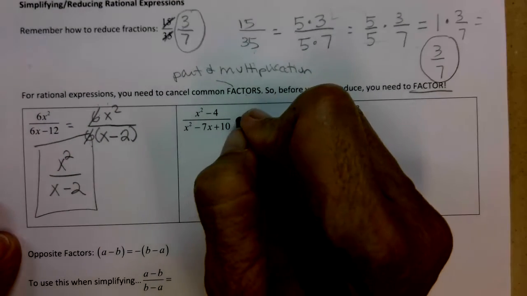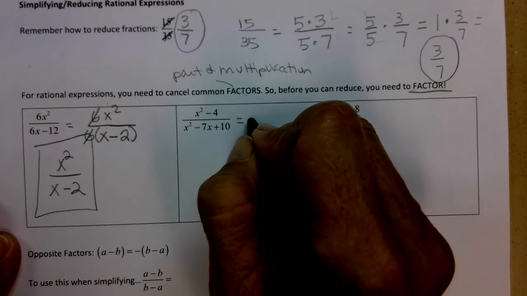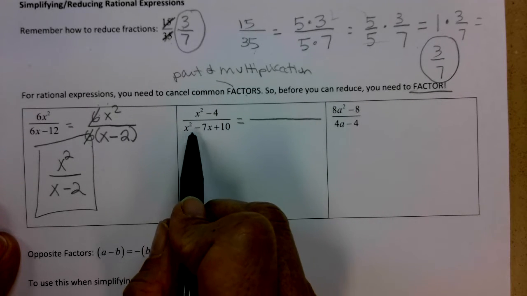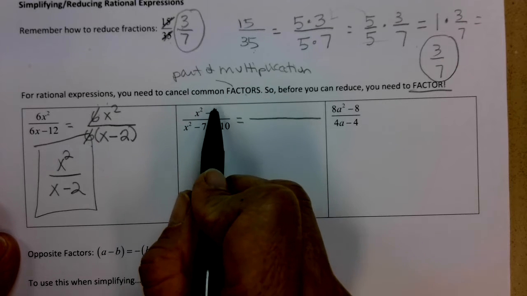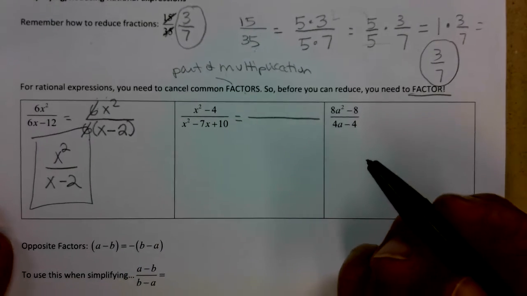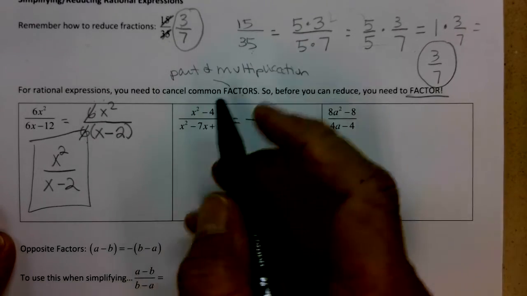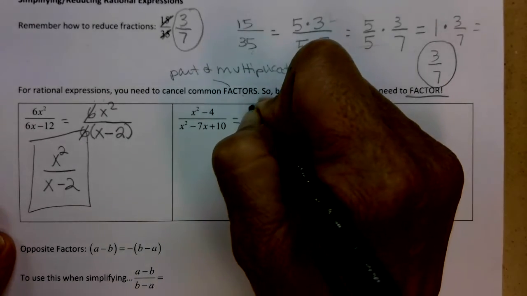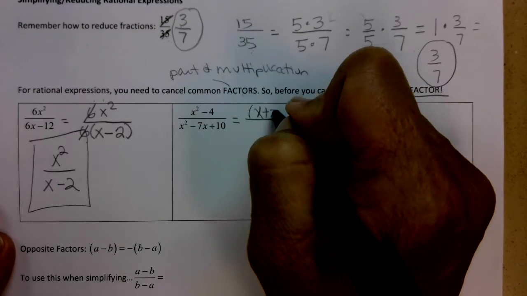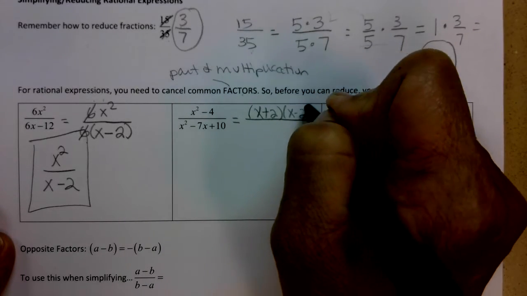Okay, let's do the next one. So this expression, x squared minus 4 divided by x squared minus 7x plus 10, those are both quadratic. So when I go to factor them, I'm going to use my factoring strategies. So binomial. It has to be one of our special patterns. So that's the difference of squares. So x plus 2 times x minus 2.